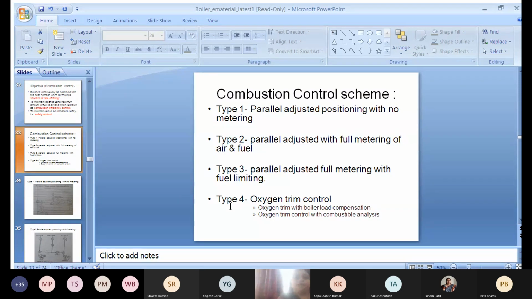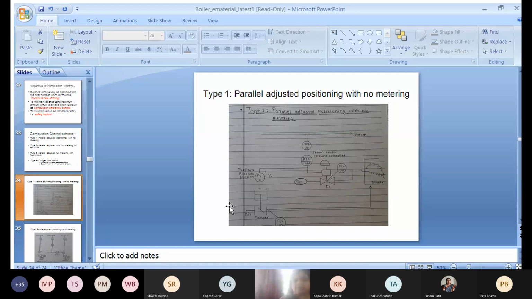Combustion control scheme: there are four schemes, that is type 1, type 2, type 3 and type 4. Type 1 is parallel adjusted positioning with no metering. In this control scheme, two control valves, that is the air control valve and the fuel control valve, are adjusted parallelly, they are positioned parallelly without metering.